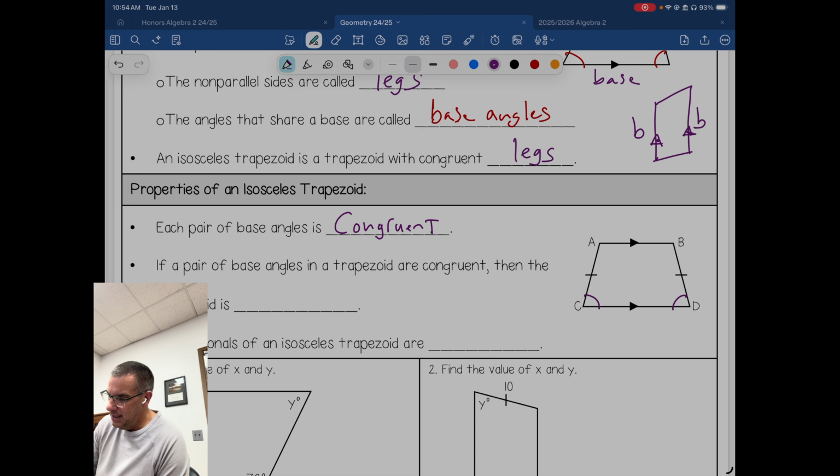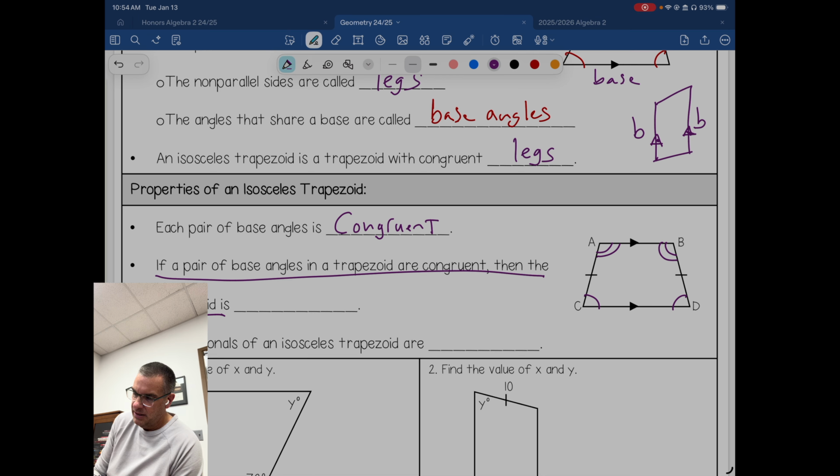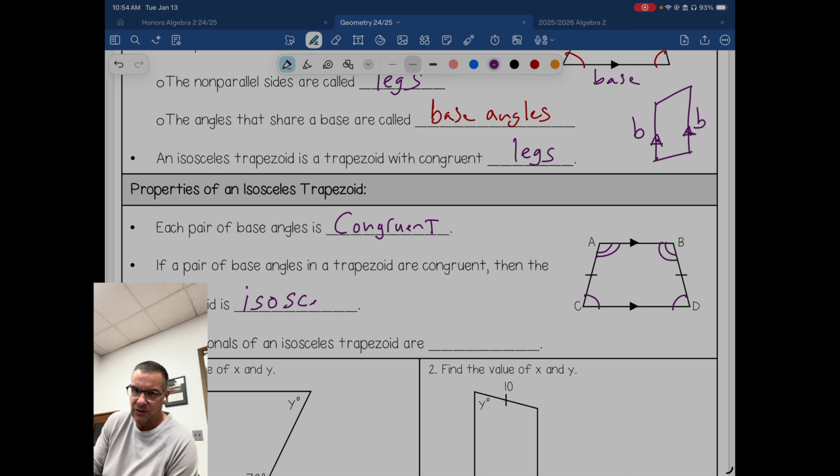So angle C and angle D are base angles. They're a pair of base angles. Those two are congruent. And angle A and angle B are congruent to each other as well in an isosceles trapezoid. The second thing is the reflection of this: if a pair of base angles in a trapezoid is congruent, then the trapezoid is isosceles. It's just turning it around. If you write this one down, great. Not a big deal. It just turns the other one around.